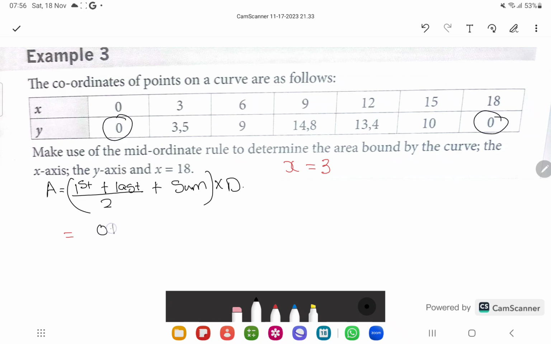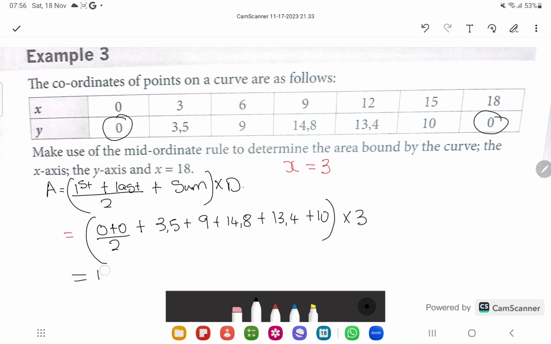It's 0. So 0 plus 0, then divided by 2, plus 3.5 plus 9 plus 14.8 plus 13.4 plus 10, then multiplied by 3. Then when you use a calculator, you will realize that it is actually 152.1 units, and then you are done. They're going to give you marks for that. I hope that makes sense and it is very clear.